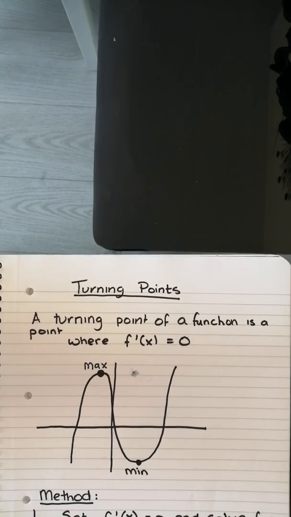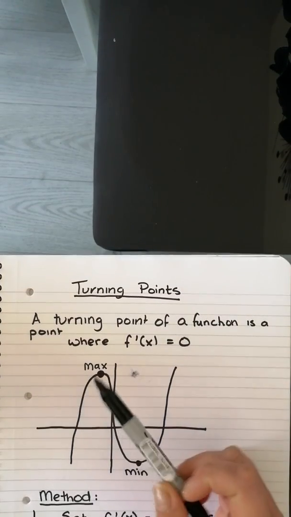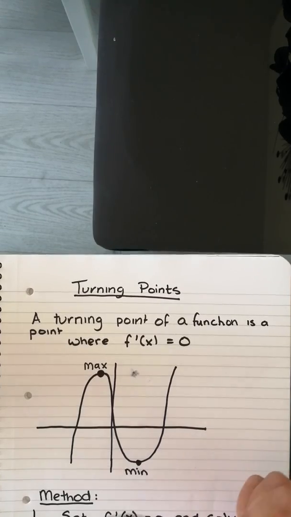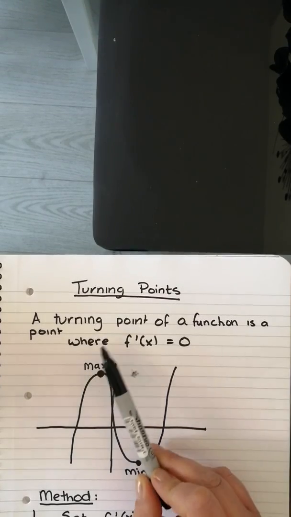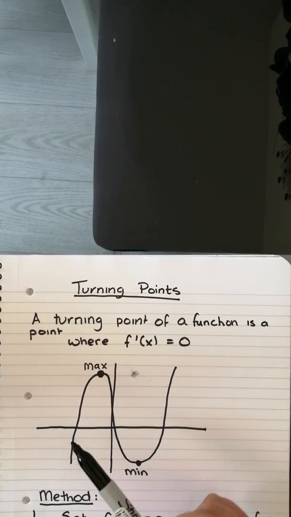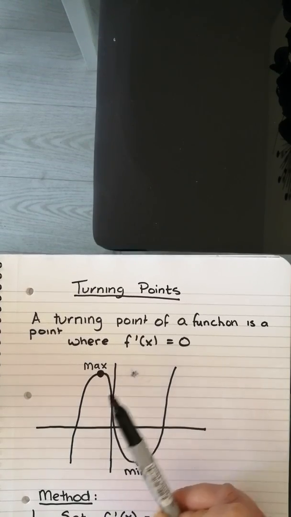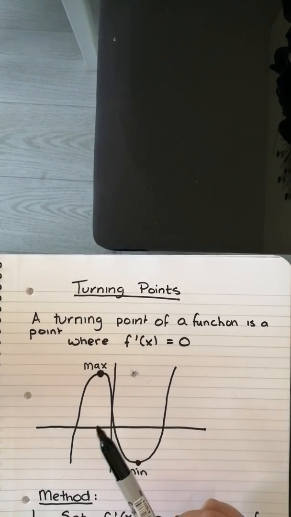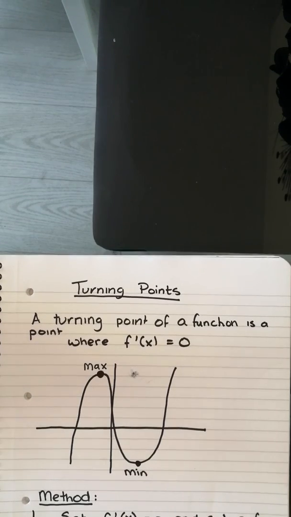So this is our final lecture, and what we're going to be looking at are turning points and their nature. Okay, so first, to define a turning point of a graph or of a function. A turning point of a function is a point where f prime of x, so the derivative of f of x, is equal to 0.